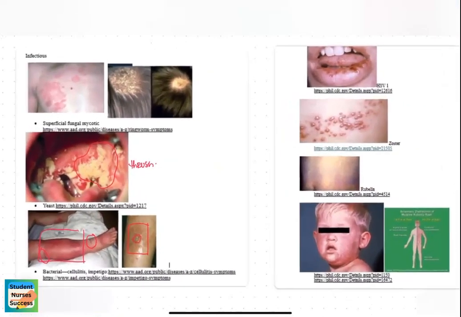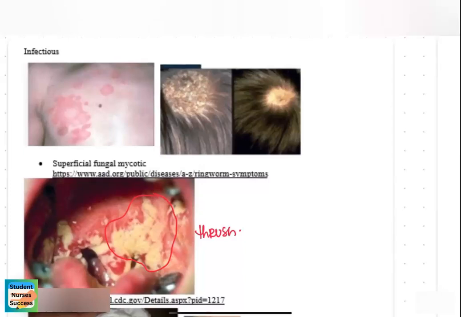So I have a couple pictures here. This one is Tinea corporis. So that's ringworm of the body. You see these very characteristic red areas, and they have this central clearing. And here we have Tinea capitis or ringworm of the scalp. And usually the hair will actually fall out in those areas.